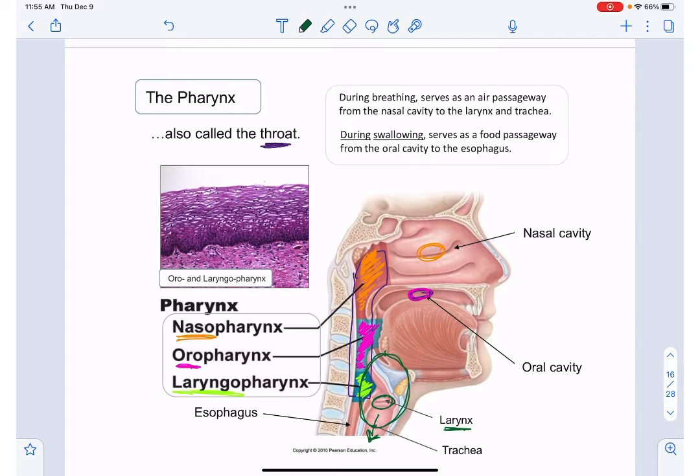So what is the purpose of the pharynx? Well, during breathing, it serves as an air passageway to get air from the nasal cavity and the oral cavity into the larynx and the trachea. So you breathe in air through the nasal cavity, and it passes from the nasal cavity back down through the throat, and it goes from the throat and enters the larynx, and then it goes down the trachea or the windpipe. So it's an air passageway.